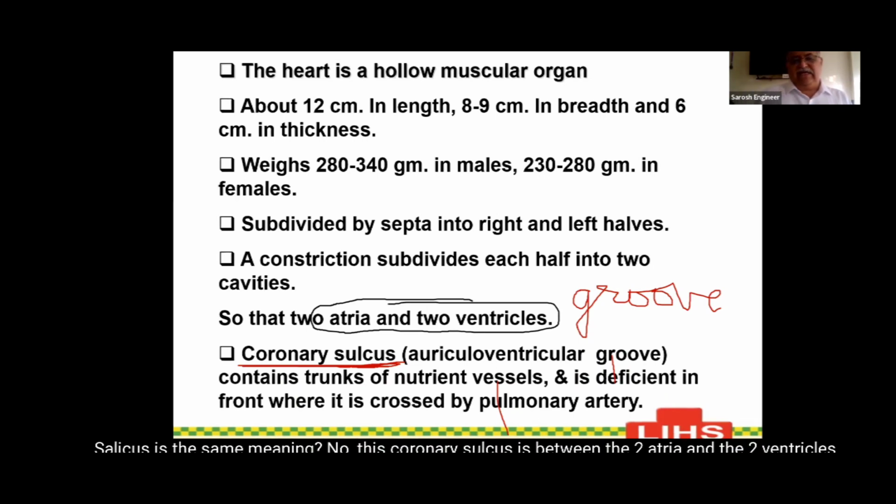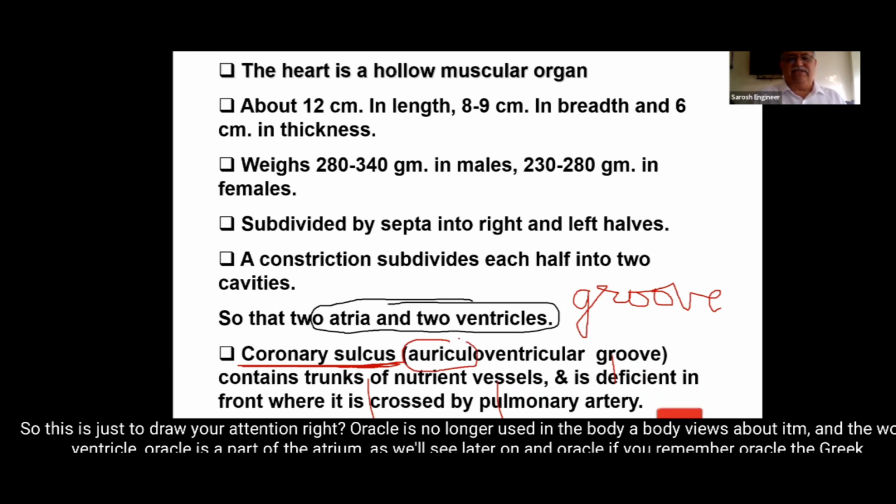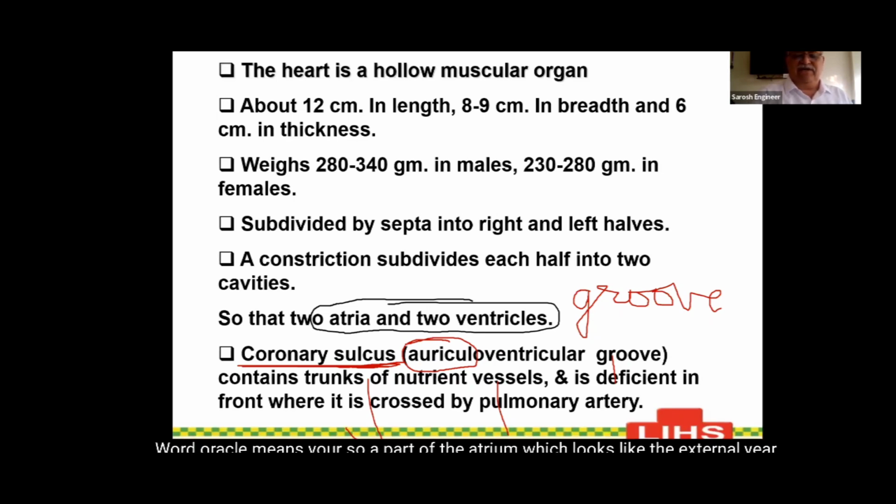Now, this coronary sulcus is between the two atria and the two ventricles. But here we have used the wrong old word from 12th standard. This is just to draw your attention that auricle is no longer used for this part of the body. In our body, we use the word atrium and the word ventricle. Auricle is a part of the atrium, as we'll see later on. If you remember, the Greek word auricle means ear. So a part of the atrium which looks like the external ear is called the auricle. So the coronary sulcus is between the atrium and the ventricle.